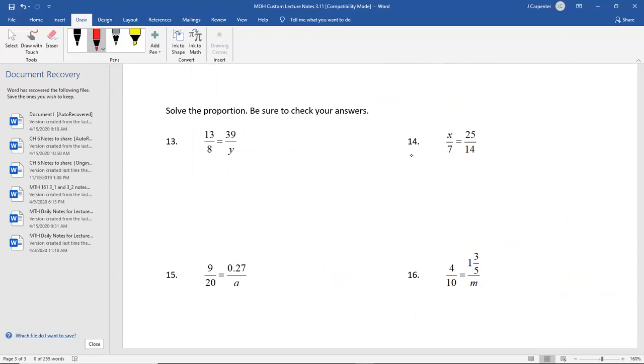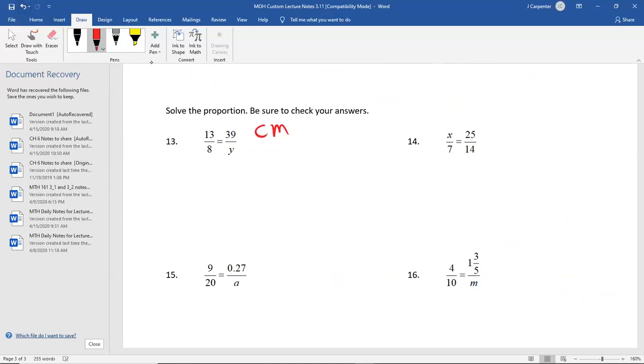All right, so 13 over 8 equals 39 over y. So we have 1, 2, 3 numbers and 1 variable. This is the condition to be able to solve. If there were 2 variables, if this 8 was, say, x, this would not be solvable. We are only allowed to have 1 variable in order to solve an equation at our level.